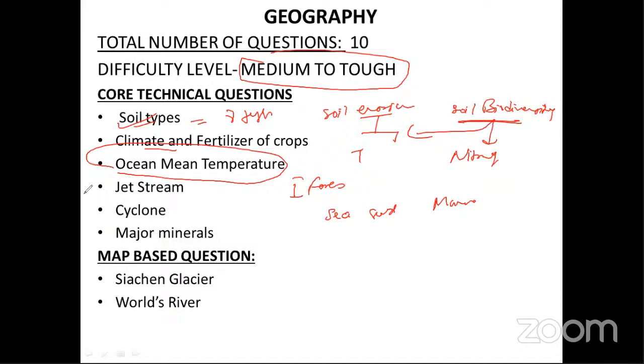Now this year UPSC again touched those topics which were missed for the last 5 to 6 years. Continuously, all the institutes focused on jet stream and cyclone as topics, but UPSC was not asking questions from jet stream. So this is an indication. Try to find out, this is an indication.